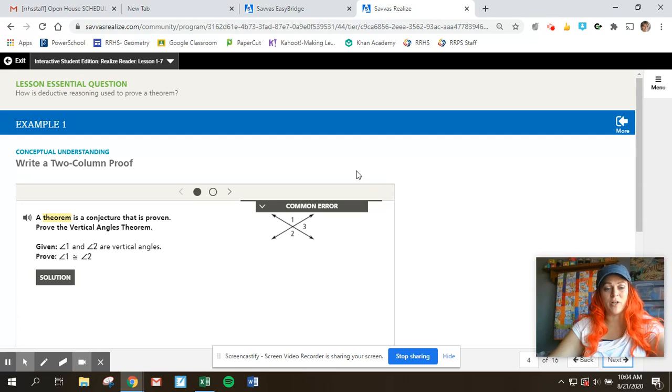We need to write a 2-column proof. Now we're going to start out a little bit basic. So you start with a theorem. A theorem is a conjecture that is proven. So it's a hypothesis. You think this is the rule, but they are actually proven. So a theorem is a proven rule.